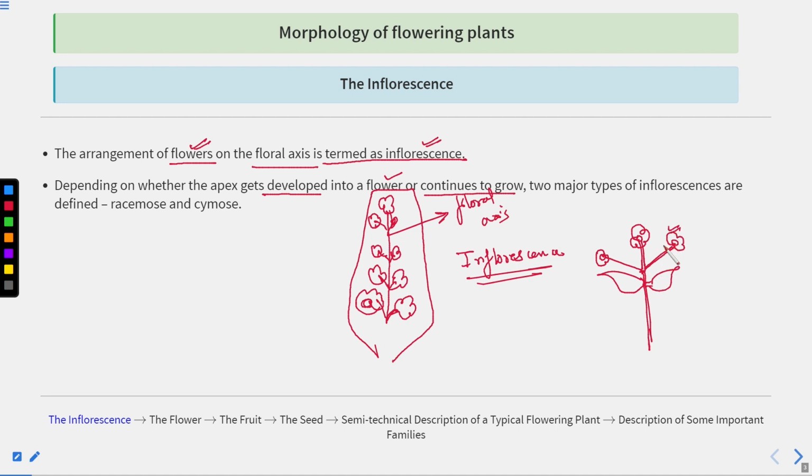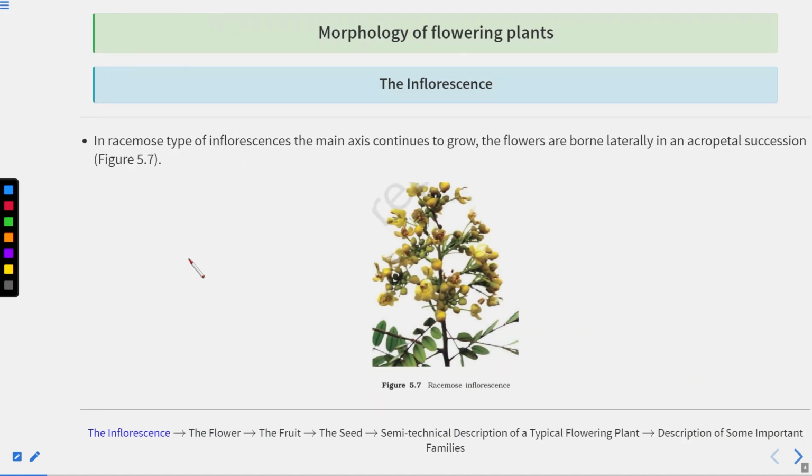But sometimes it does not terminate in a flower, but gives branches and continues to grow. But here it does not continue to grow, right? It terminates into a flower or it continues to grow. So we can see two major types of inflorescence. The first is the racemose and the second is the cymose. So let us see how they are.